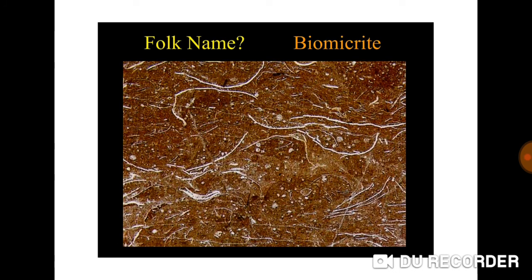Now here you see this limestone name is biomicrite, where bio stands for fossil and micrite stands for fine grained carbonate mud. Basically, biomicrite means a limestone consisting of bioclasts set in a micrite matrix, or it is a product of a poorly sorted accumulation of shell fragments and mud.